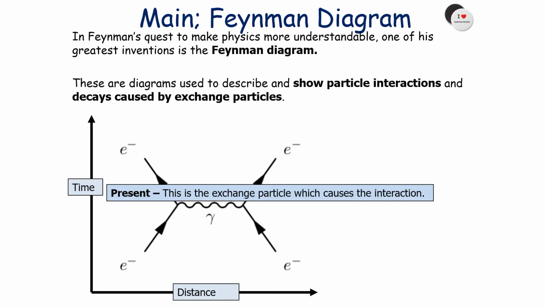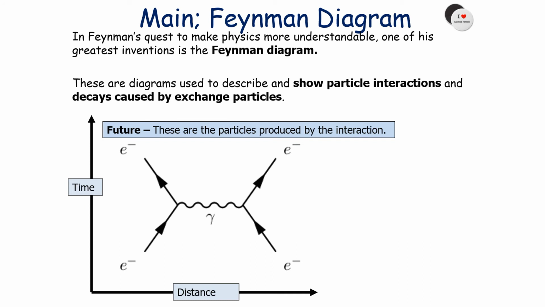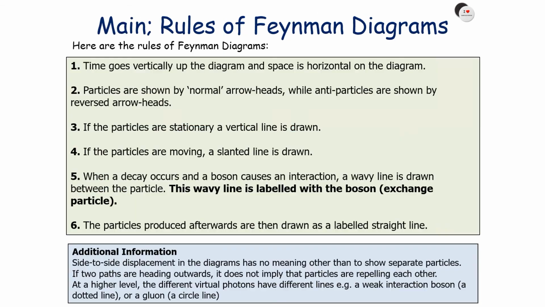We then move into the present, which is when the exchange particle is there to cause the interaction, and we show those as wiggly lines on the diagram, and then have the future, which shows the particles produced by the interaction. Now we have the following rules in Feynman diagrams. Time goes vertically up on the diagram and space is horizontal on the diagram.